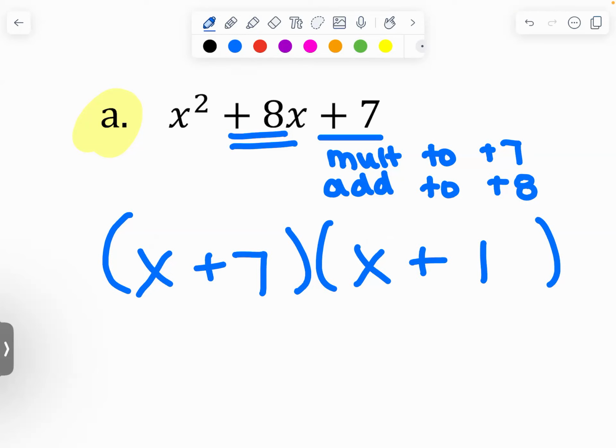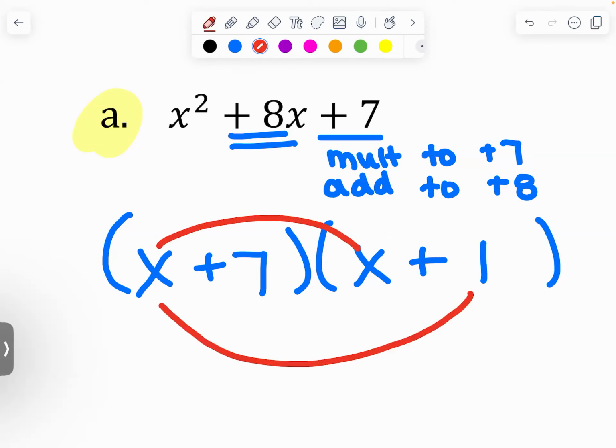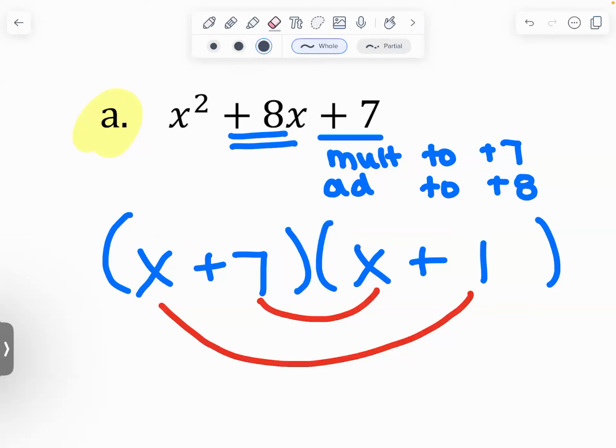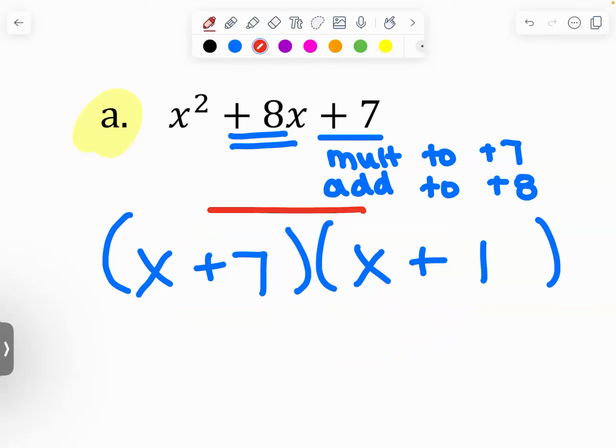Does this work? When I take x squared plus x plus 7x plus 7, do we get back to x squared plus 8x plus 7? Yeah? Okay, good.